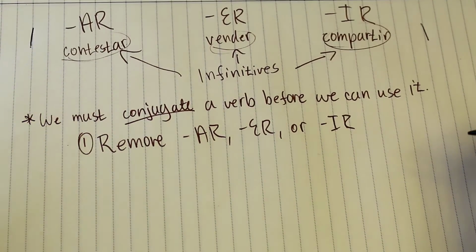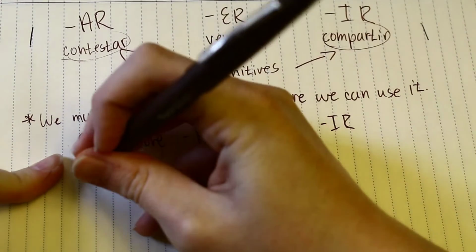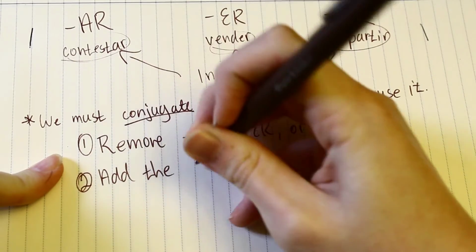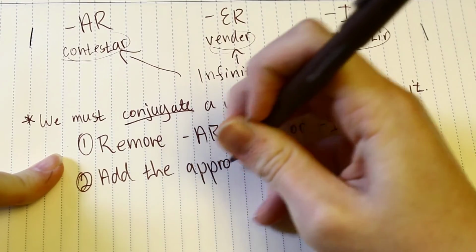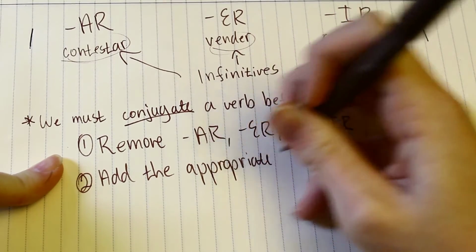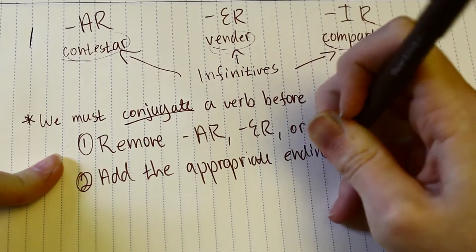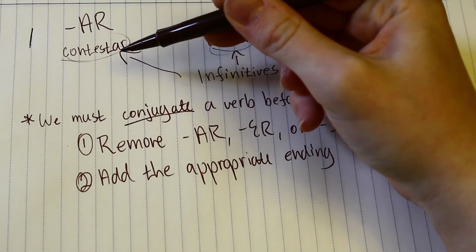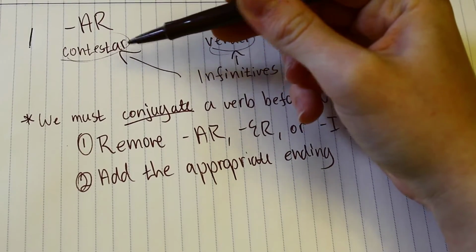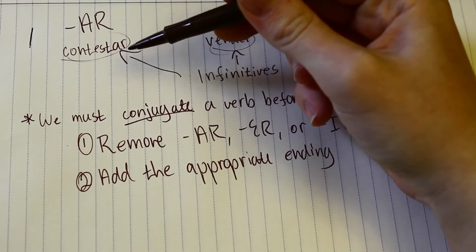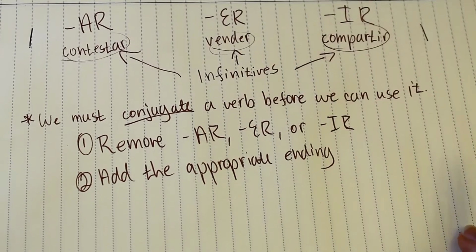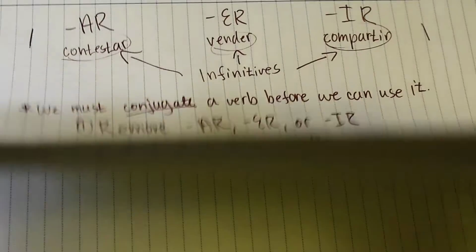Now you have to put something new on. So step two, you put a new ending on. You add the appropriate ending. That new ending is going to depend on whatever subject you're talking about. If I am answering a question, it's going to have a different ending versus if you are answering a question. I would say yo contesto, but I would say tú contestas. Let's go over those endings, because that's the important thing. If you don't know those, then you can't conjugate verbs.